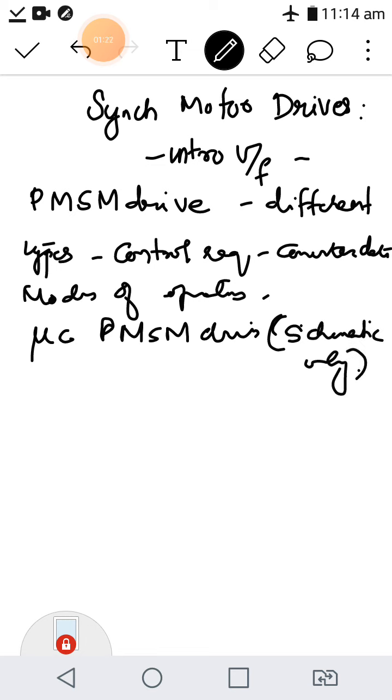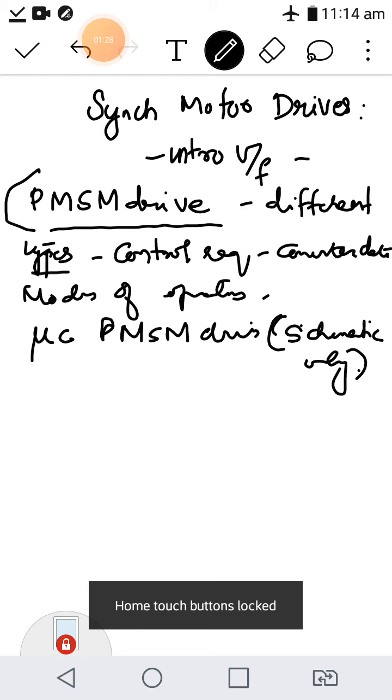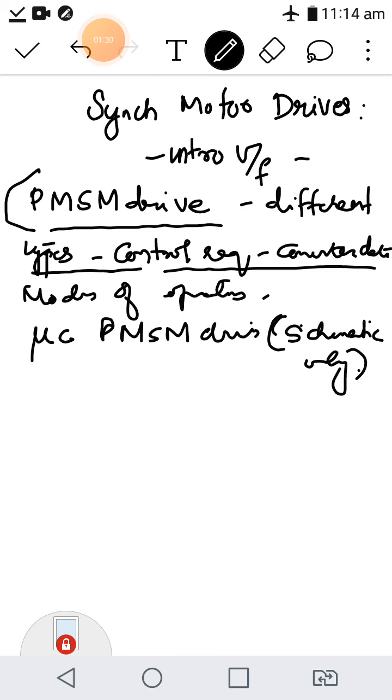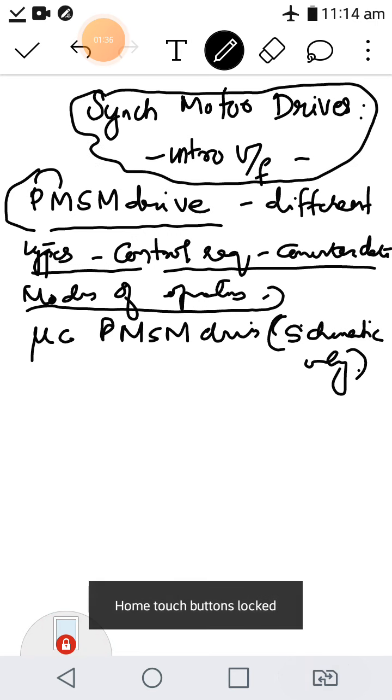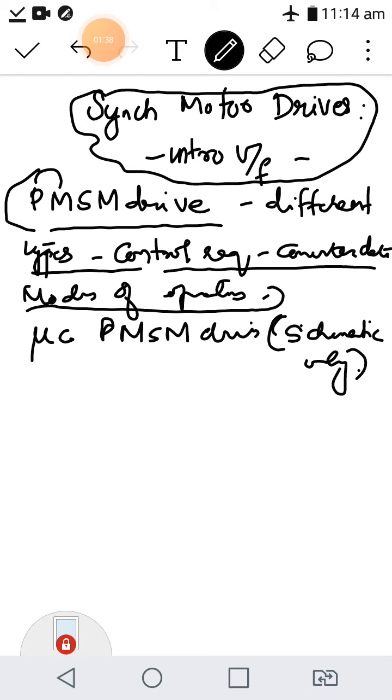So if you see, this is the syllabus of the last module. It's all about the permanent magnet synchronous machine drive and its different types, the control requirements, the converter circuits, and the modes of operation. And the initial part, the basic part, includes the synchronous motor drives, and its introduction to the V/F control.